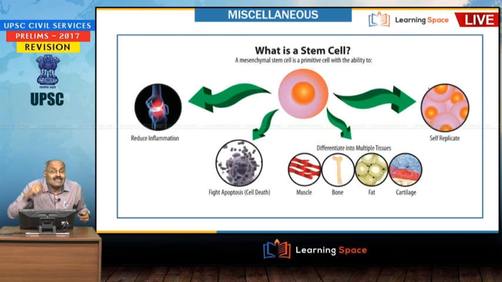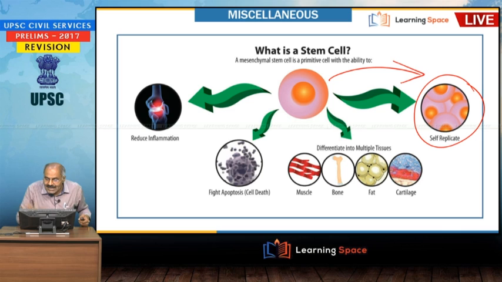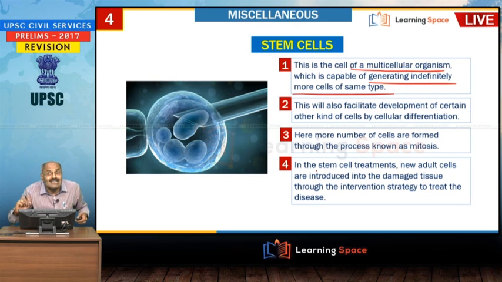So if you want in detail, please look into this. This stem cell facilitates replication of the same type of cells. So the same type of cells can be replicated. At the same time, this stem cell can differentiate into multiple tissues also. So stem cell can replicate similar cells, and at the same time can differentiate into multiple cells.